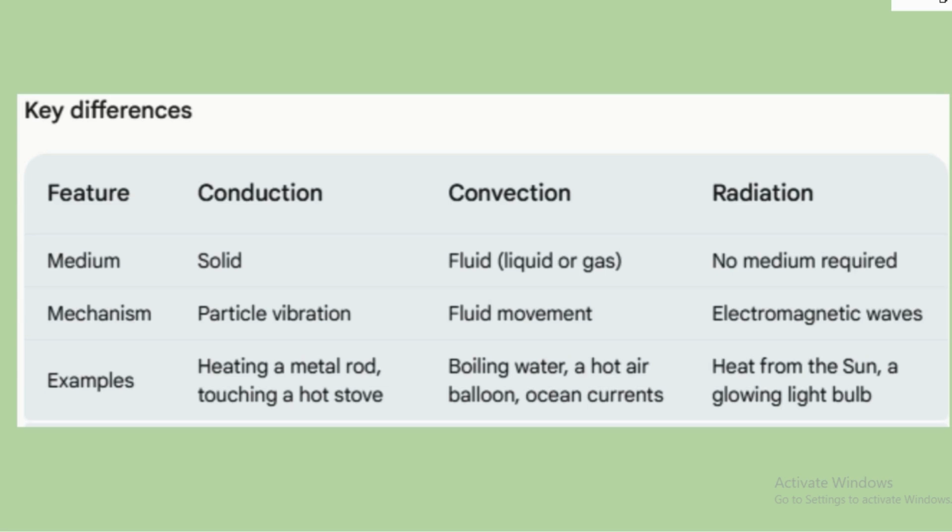Some examples: in conduction, heating a metal rod or touching a hot stove. In convection, boiling water, hot air balloons, or ocean currents. In radiation, heating from the sun or a glowing light bulb. So these are all the concepts of energy transfer, which are conduction, convection, and radiation, with respect to their examples in our daily life.